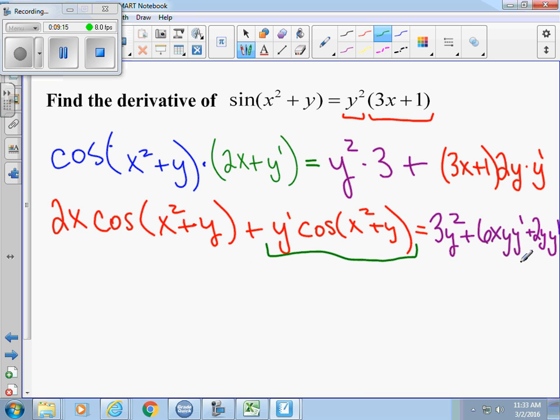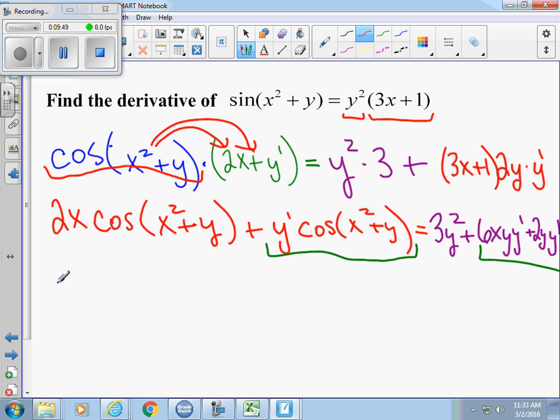Where did the 2x come from? Nope, 3 terms. 3 terms with y primes. The 2x, right here. Okay, this thing here. Distributed. Oh, the whole thing. Okay. Well, you can't distribute just x squared plus y, can you? No. Because it's trapped inside the cosine.